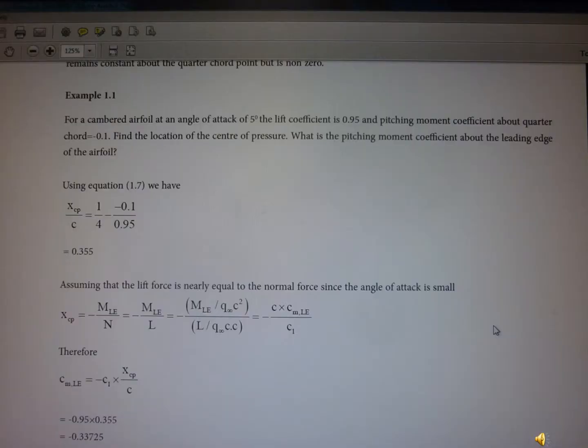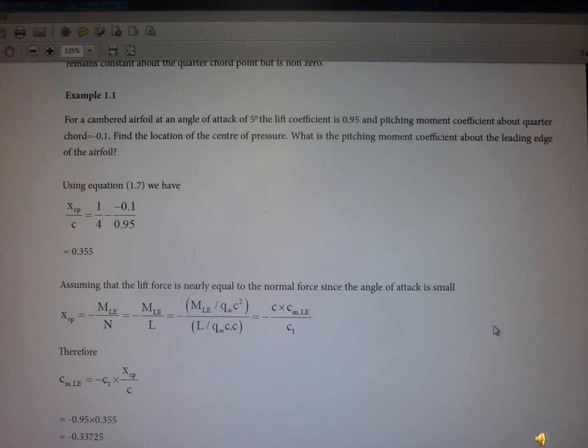Problem 1.4: a Gambart aerofoil at an angle of attack of 5 degrees has a lift coefficient of 0.95 and a pitching moment coefficient about the quarter chord equal to minus 0.1. Find the location of the center of pressure.